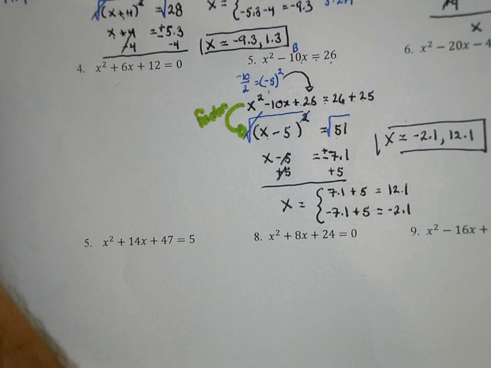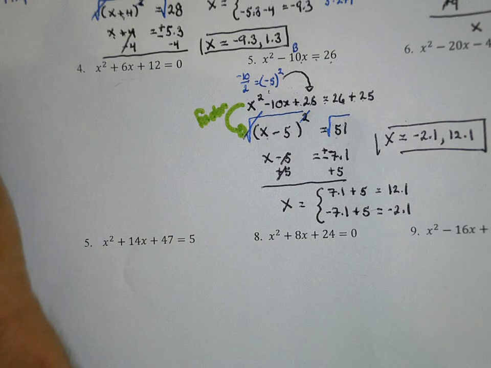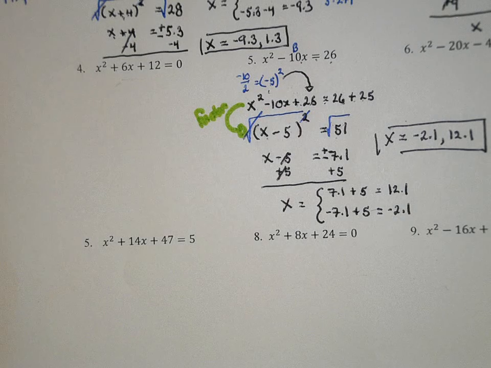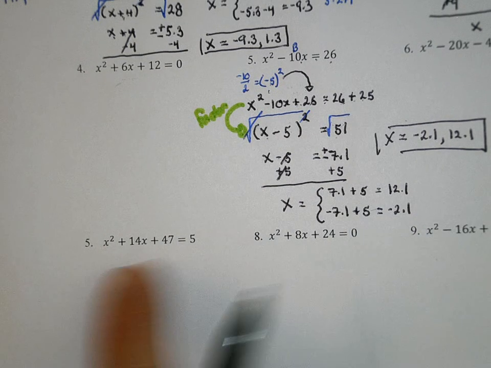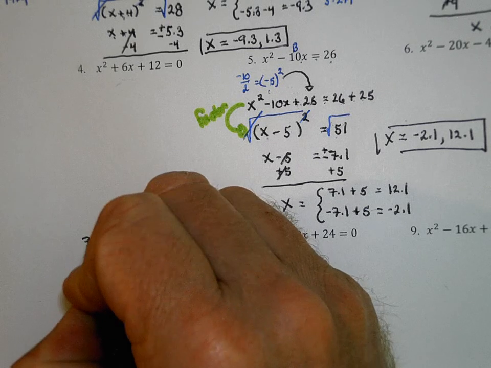So hopefully I didn't make any mistakes right here. So let me see, I'm just checking. So negative 7.1 plus 5 is negative. Okay, so we're good. Last one that I'm going to do here, I'm going to do the other number 5, which actually should be number 7 down here. Okay, so here we go.